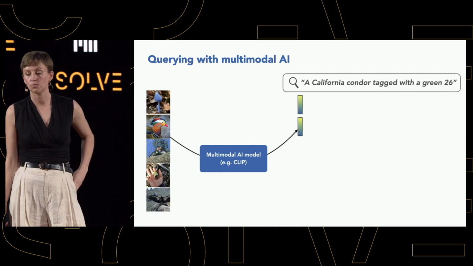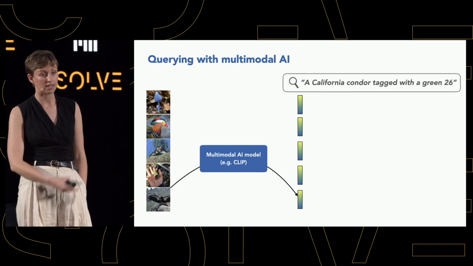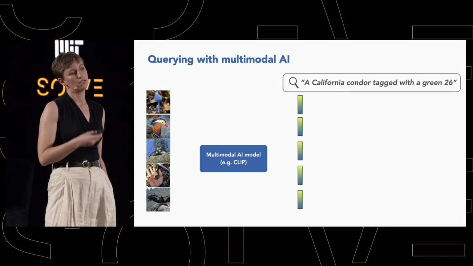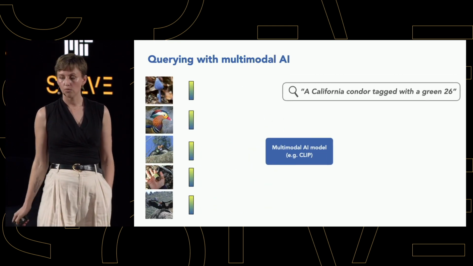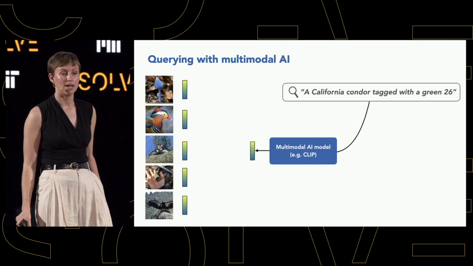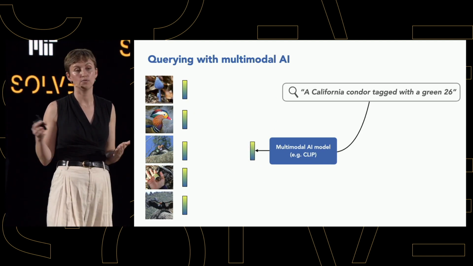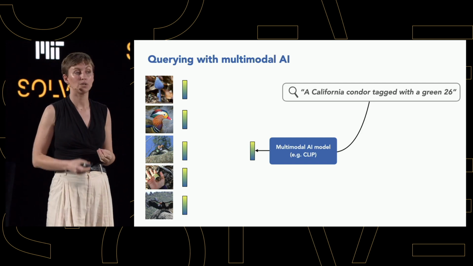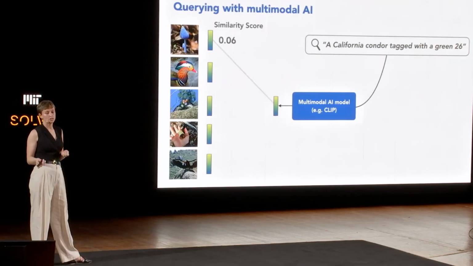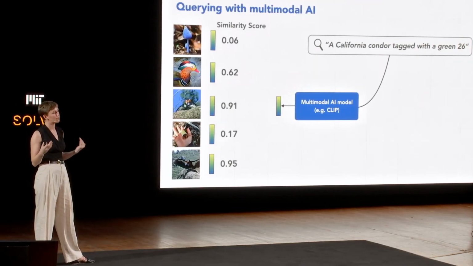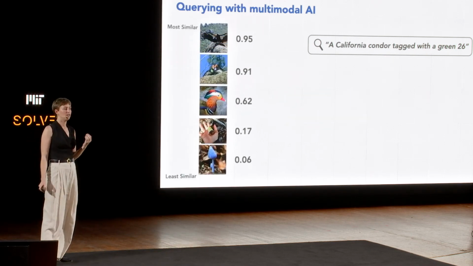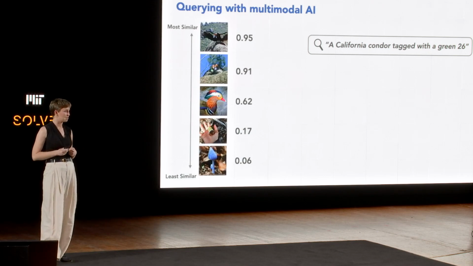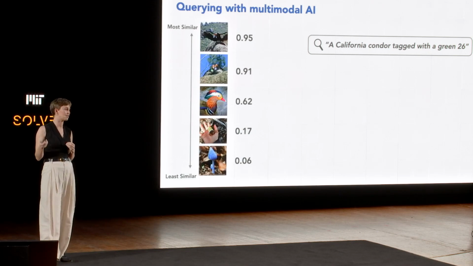So what we're trying out is we're using multimodal AI models, vision language models like CLIP, to extract embeddings. These are low-dimensional representations of these images that are semantically meaningful. And then we can also extract an embedding from any text query, such as a California condor tagged with a green 26, which would enable us to track an individual condor in those sightings over time. Then we can find a similarity score across these representations of both images and that text query, and then re-rank all of those images, all 170 million images, to find the ones that are closest to that interesting text query.